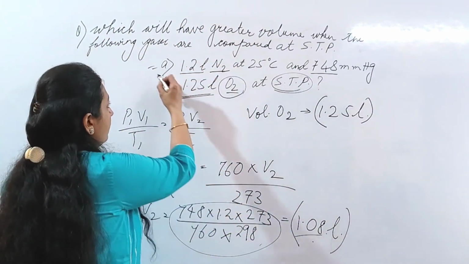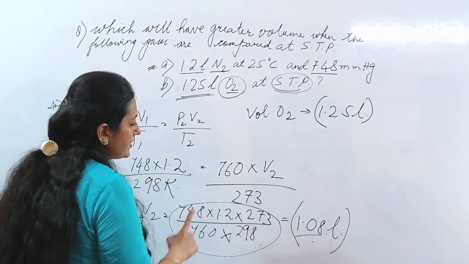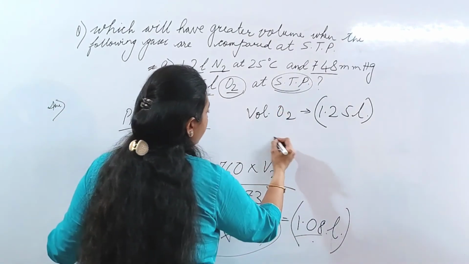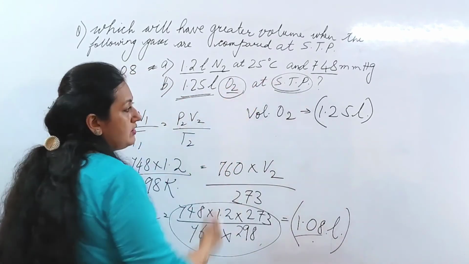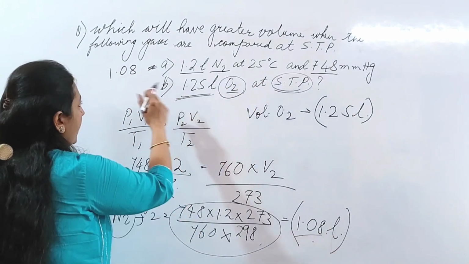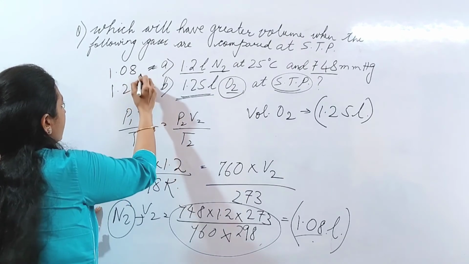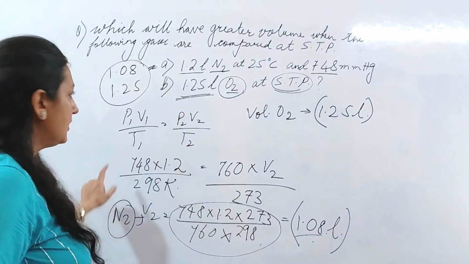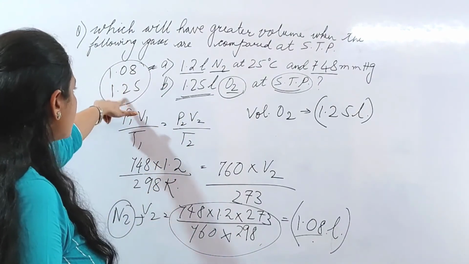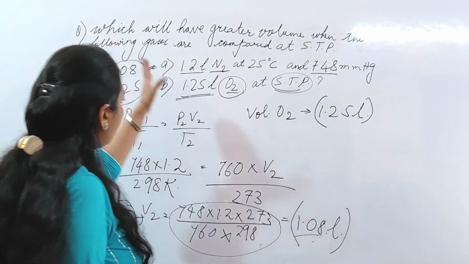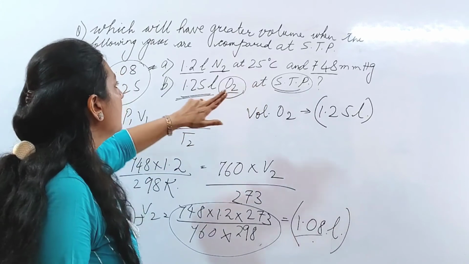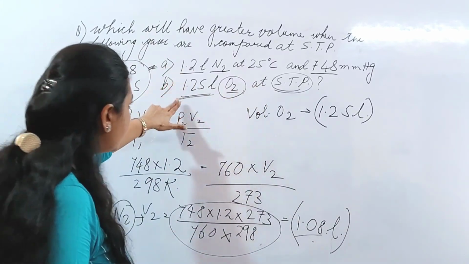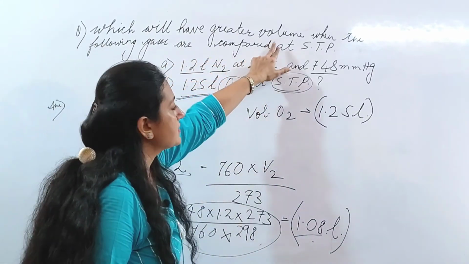So what is the volume here for N2 at STP? It's 1.08, yeah, 1.08, and for O2 it is already given in the STP, so it is 1.25. Which one is greater? This one is greater. So the oxygen gas, that is 1.25 liter oxygen at STP, this gas has greater volume at STP.